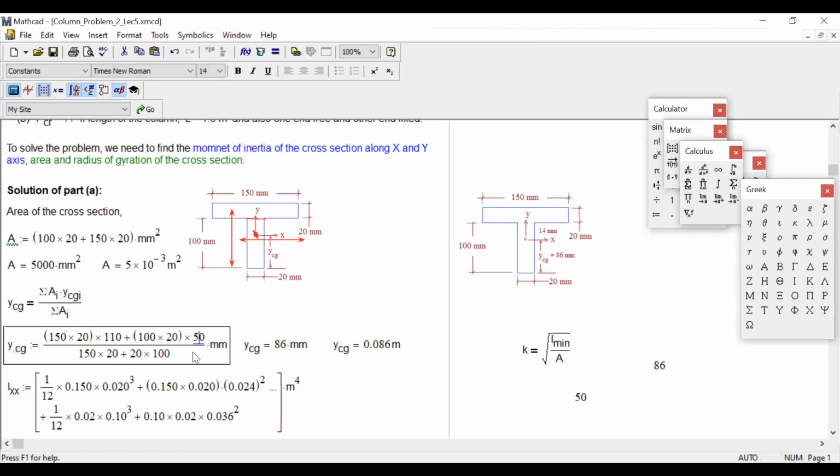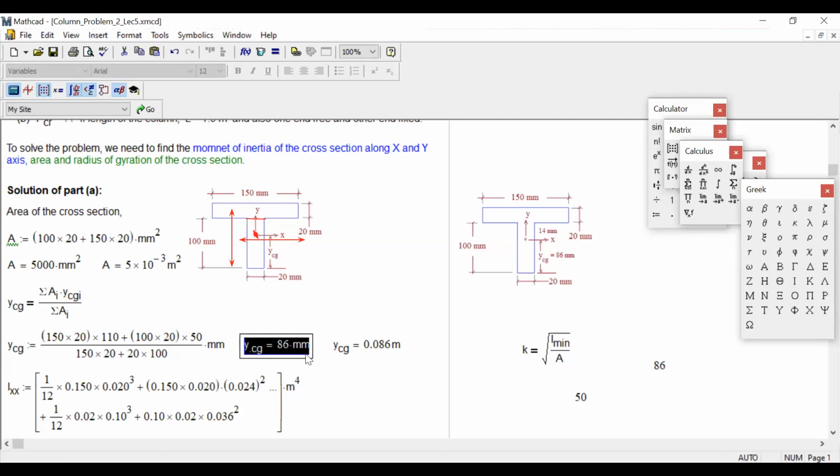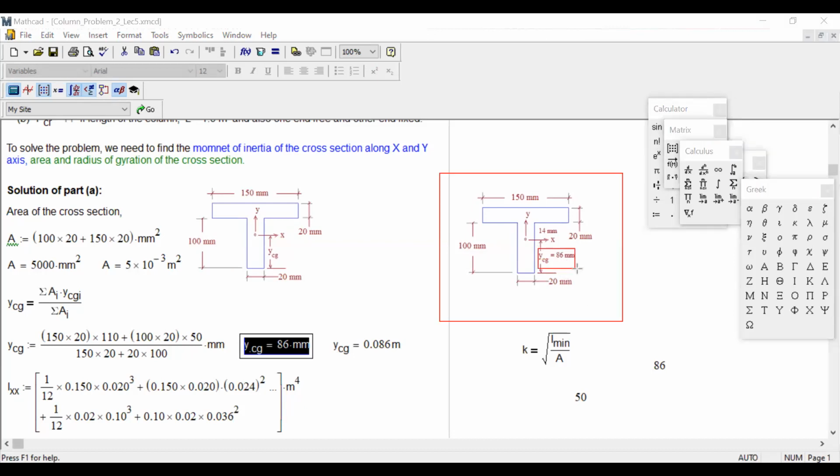100 into 20 into 50, this is 150 into 20 into 110, divided by area. So summation of 150 into 20 plus 20 into 100. So you get YCG 86 millimeter. That means the YCG from the bottom is 86 millimeter. You see in the right side figure, right over here, I mentioned YCG equal to 86 millimeter.